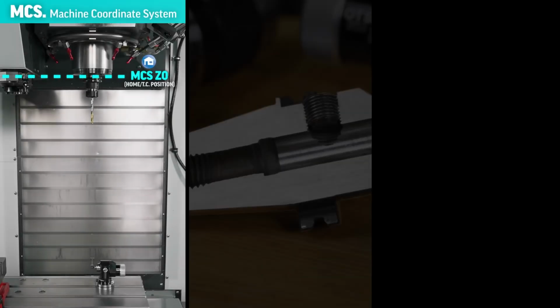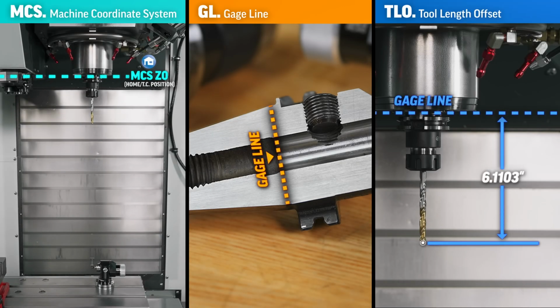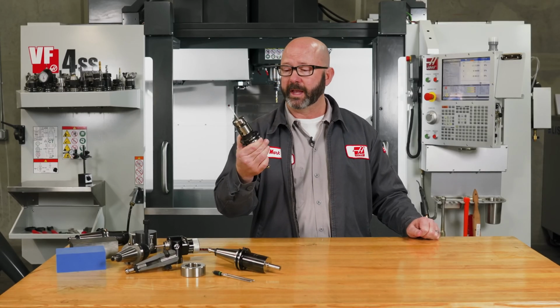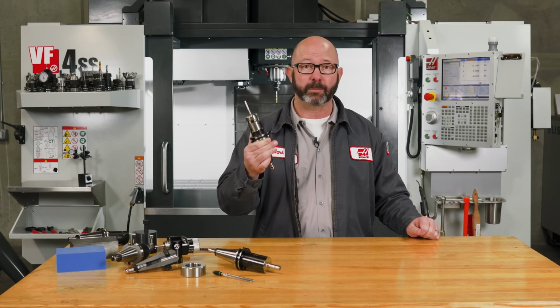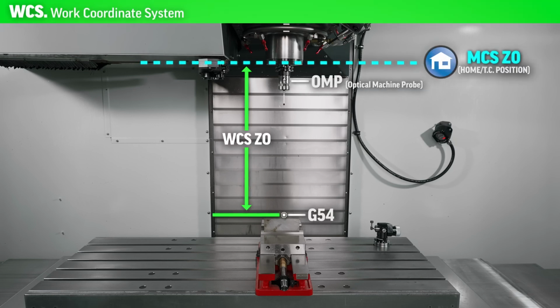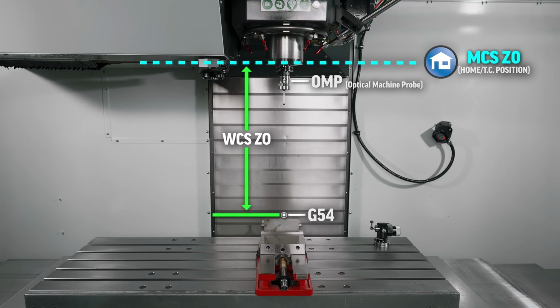Now, once we understand our machine coordinate system and the whole concept of gauge lines, moving on to setting our work coordinate system, our WCS, is an easy lift. This guy right here is our work probe. It's our optical machine probe, or OMP. We will use this spindle probe to set our work offsets, to let the control know just how far our work zero is from our machine zero, how far our WCS is from our MCS.